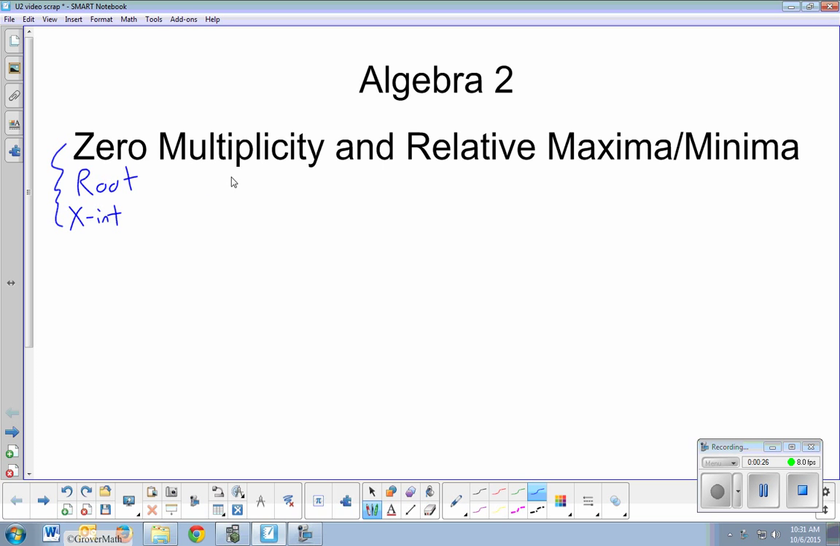Multiplicity has to do with the amount of times a root represents a factor. So multiplicity is the number of times a root represents a factor. Relative maximum and minimum, these are basically the peaks and valleys we're going to see in the curve throughout. But let me show you some examples, and all of this will become, hopefully, a little bit clearer.